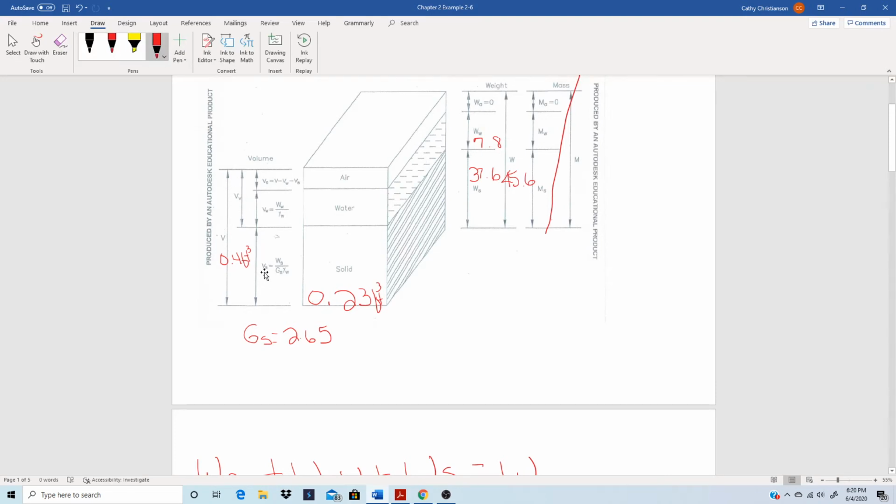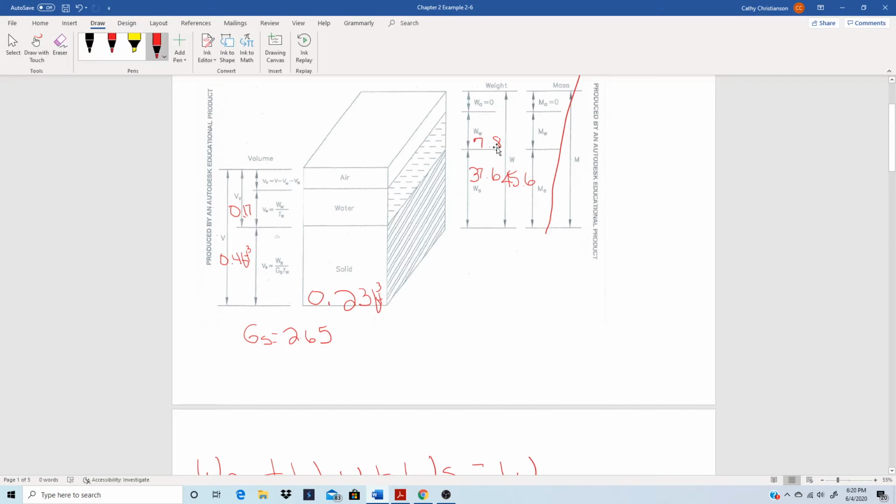Alright, so if they give you the original volume being 0.4, and we know that the volume of the void and the volume of the solid has to equal V, we can just say 0.4 minus the 0.23. So that gives me the volume of the void. So this should be 0.17.